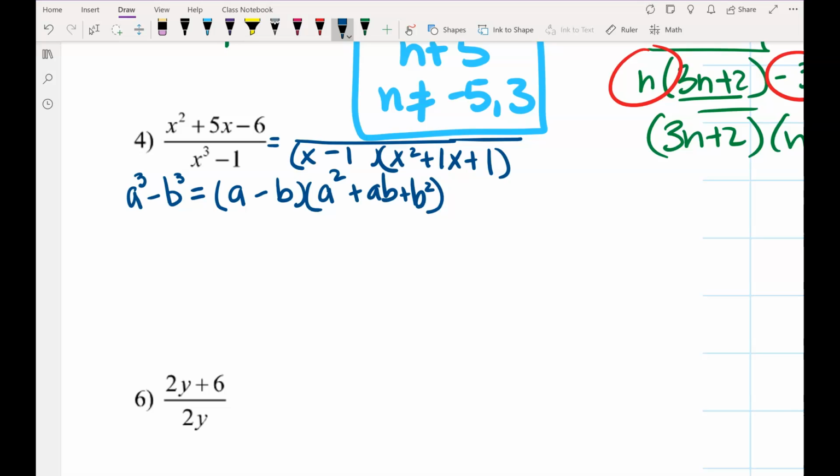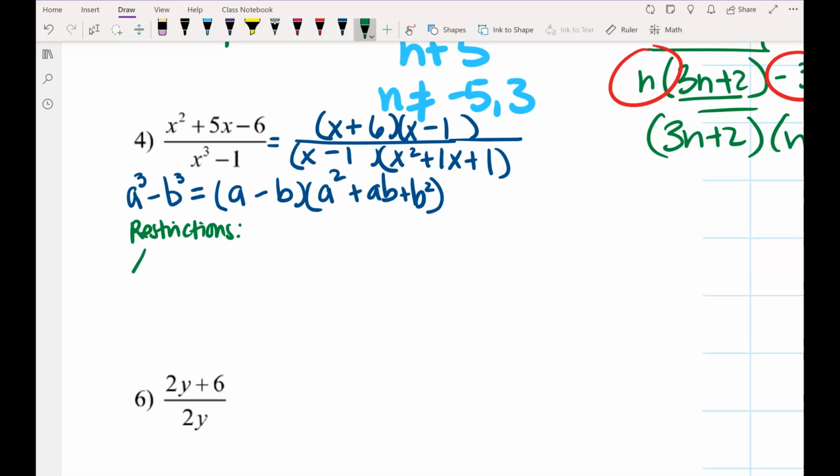On the top, you have a trinomial without a leading coefficient. So you should have 2 factors. We should have an x plus 6 times x minus 1, okay? And again, let's go find restrictions before we cancel. So let's find restrictions down here, y'all.